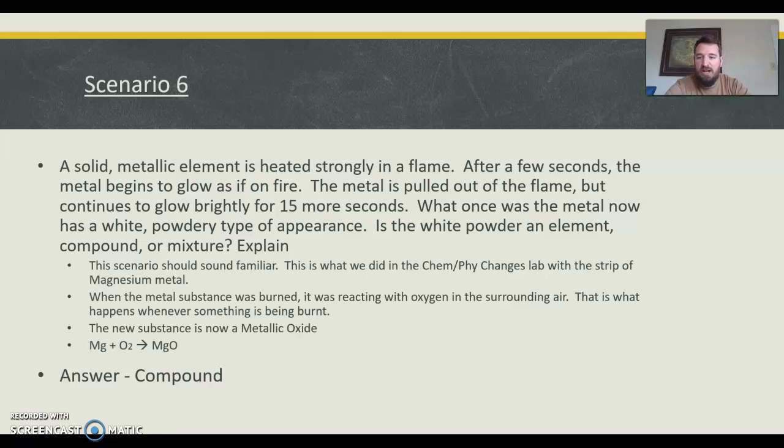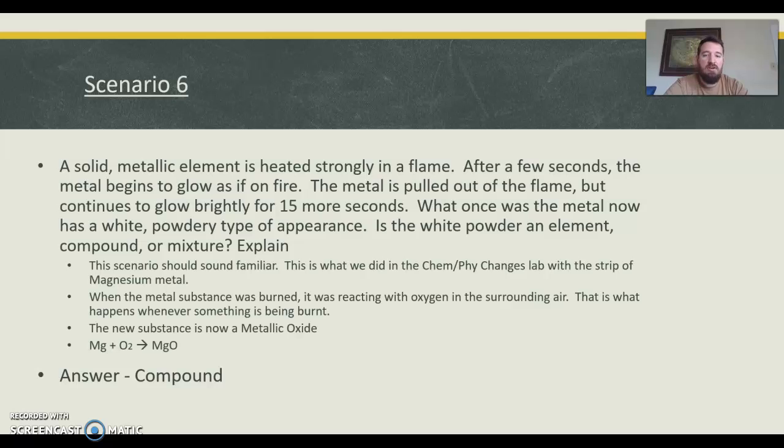What once was a metal now has a white powdery type of appearance. Is the white powder an element, compound, or mixture? And explain. So right away you should have thought, hey, I've done this before. We did this in the chemical physical changes lab where we lit the magnesium ribbon on fire.